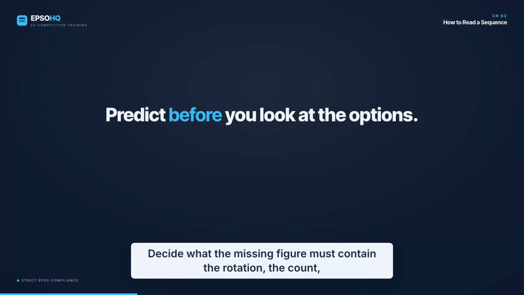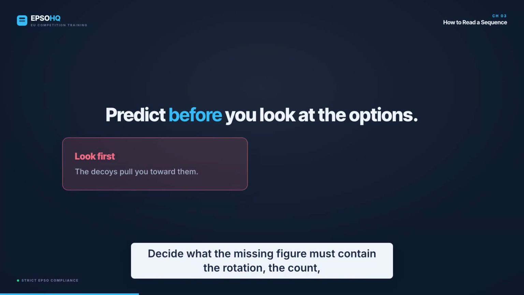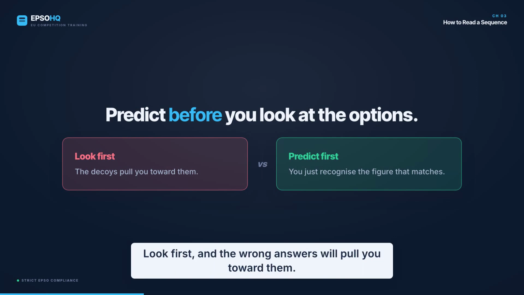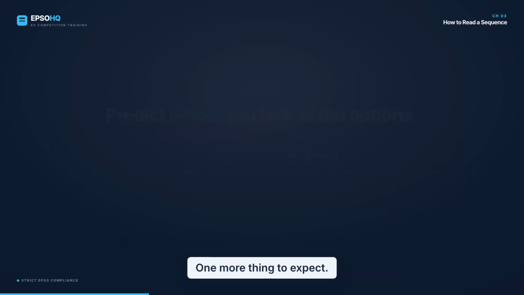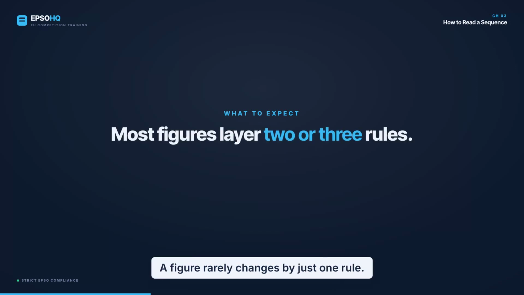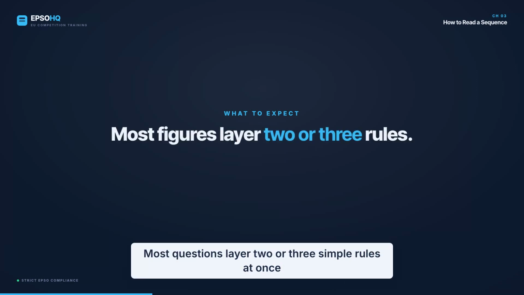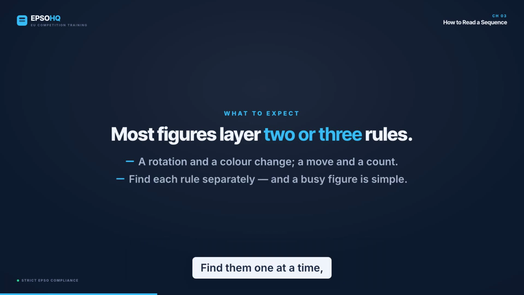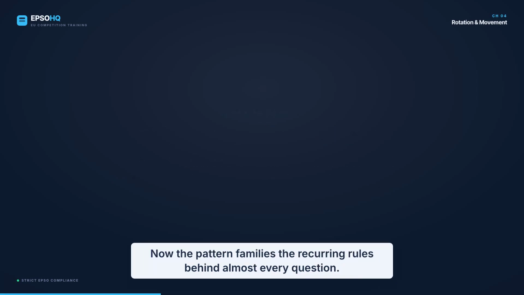And always predict before you look. Decide what the missing figure must contain, the rotation, the count, the color, before your eyes touch the options. Look first, and the wrong answers will pull you toward them. Predict first, and you simply recognize the one that matches. One more thing to expect. A figure rarely changes by just one rule. Most questions layer 2 or 3 simple rules at once: a rotation and a color change, a movement and a count. Find them one at a time, and even a busy figure becomes simple.